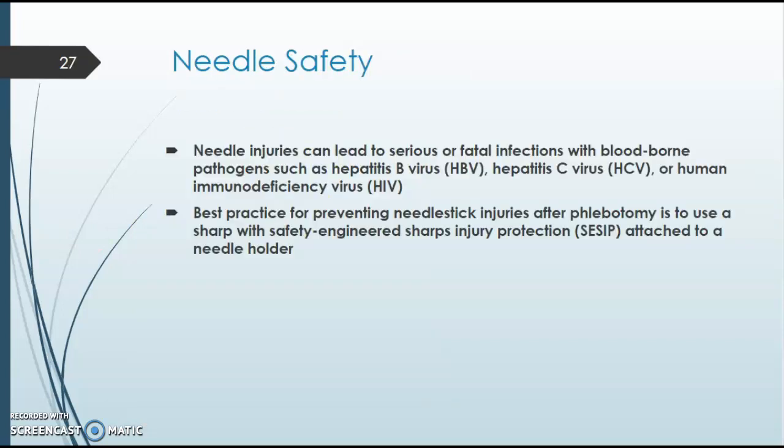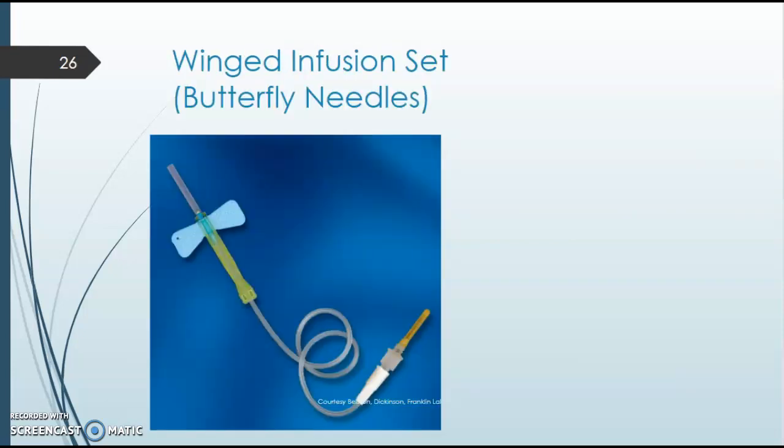Slide 26, again, is a butterfly needle, winged infusion set. As you can see, the tubing is different here. It doesn't just go straight to the hub. The blood will flow through the tube and then go down the tube into the hub, which will provide the blood into the tubing, the correct tubing that you need.